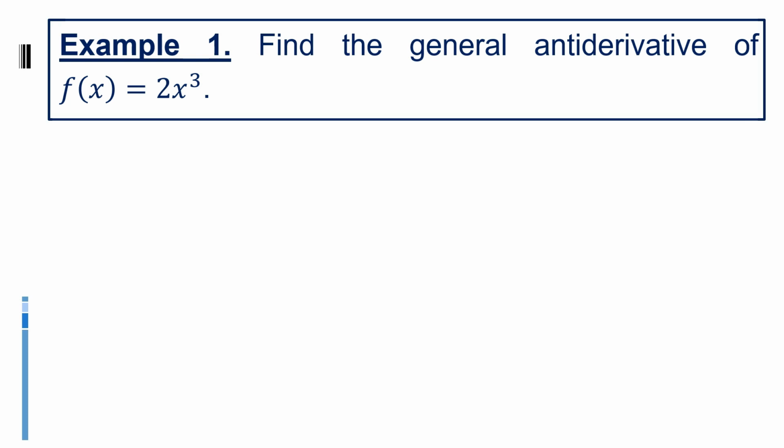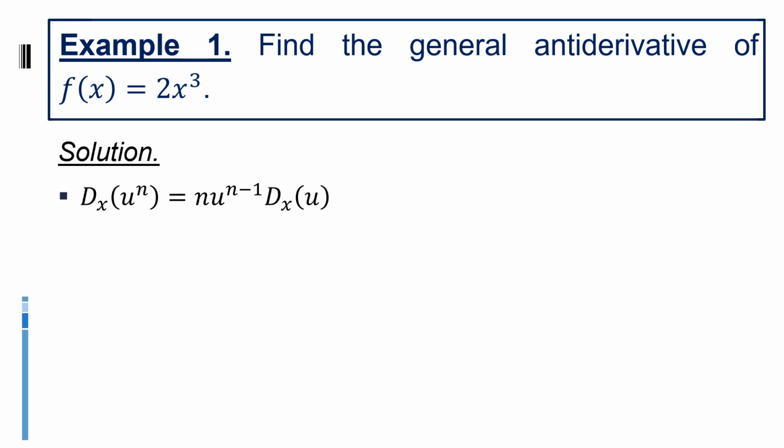Now, let's have some examples and find the general antiderivative of f of x equals 2x cubed. So, for our solution, eto yung ating derivative formula for u raised to n. And notice that, anong ginawa natin dito? Binaba natin yung n, and then nag-minus tayo ng 1, saka natin kinuha yung derivative ng u. Now, we will reverse the process kasi nga, kinukuha natin yung antiderivative.